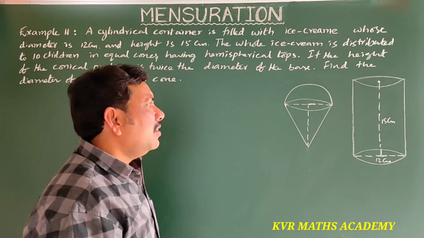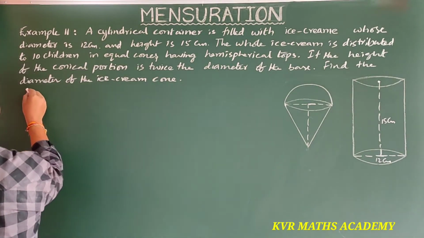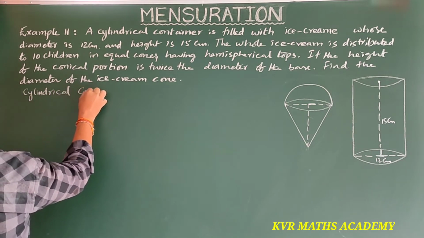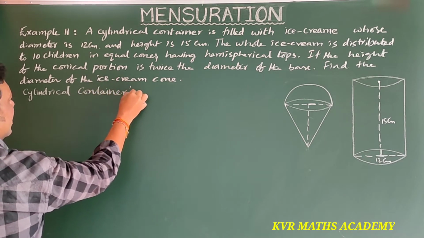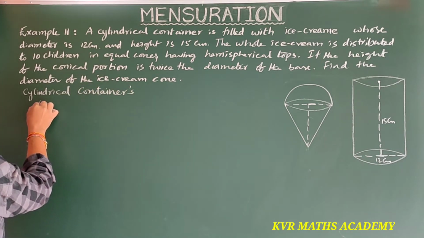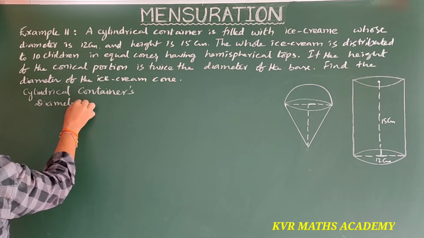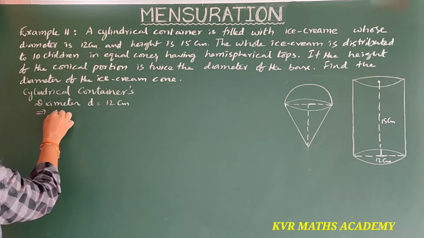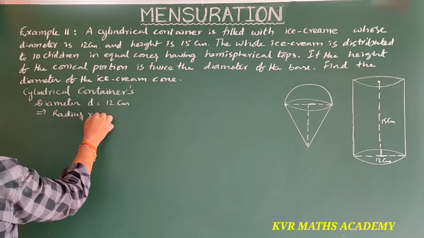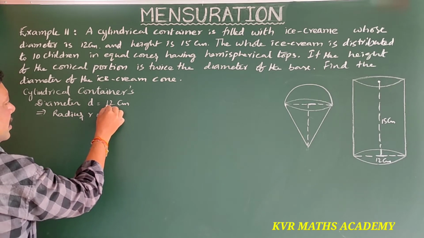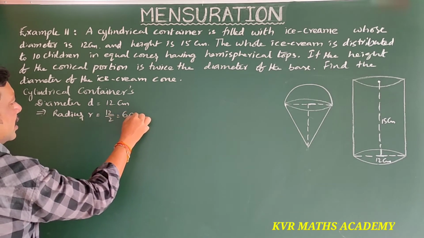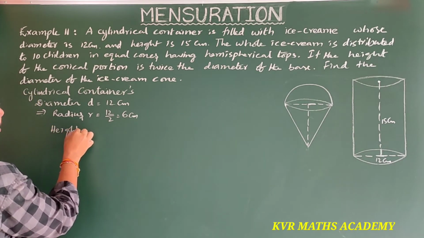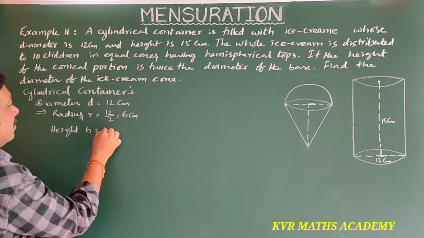First take the cylindrical container. Diameter has been given. Diameter D is 12 centimeters, so its radius R is 12 by 2, which is 6 centimeters. Next, its height H is 15 centimeters.